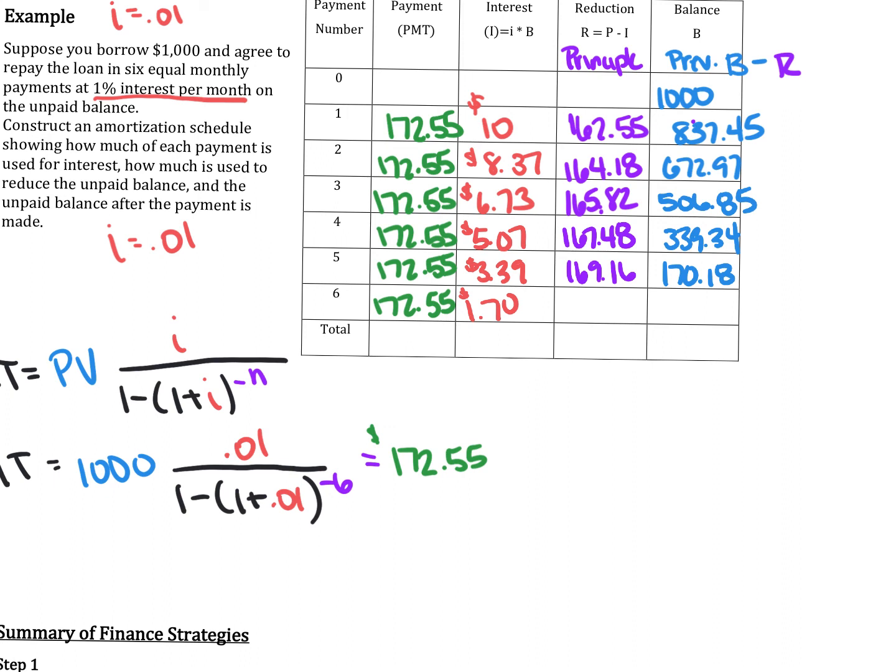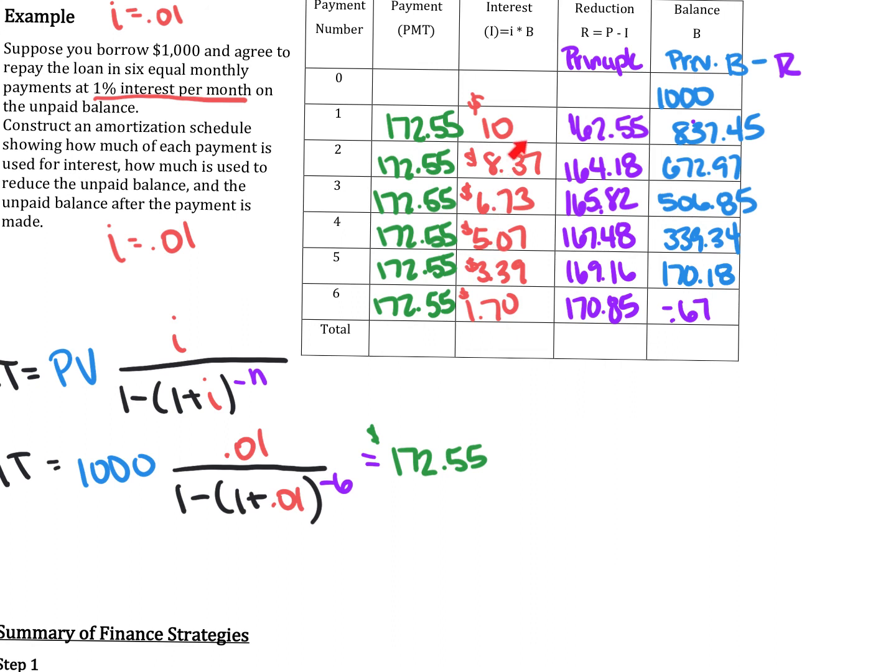And I'll apply that to the payment of 172.55 minus $1.70, and I'll get 170 and 85 cents in the principal. And I'll subtract that from the previous balance. And so when we get that, we get minus 170.85. I get a negative 67 cents. And what that means is it's negative like this because I've had round off error.